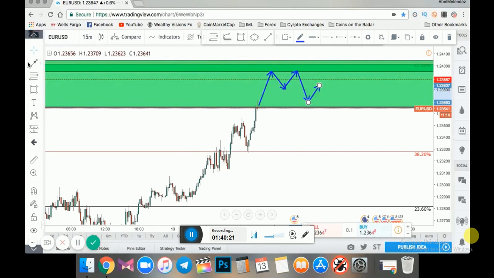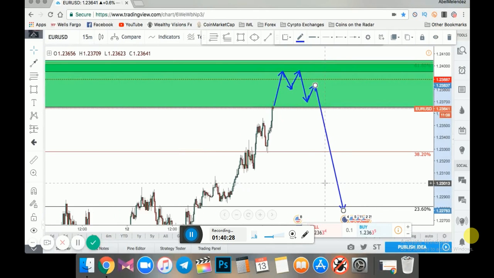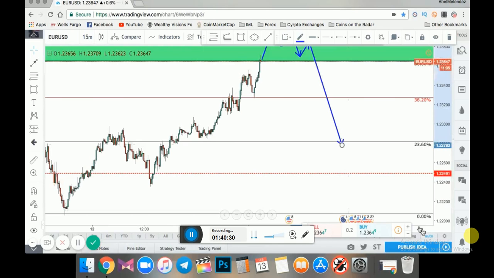And once you get that, then you can ride this thing however long our targets are, guys. This is really super simple to do.